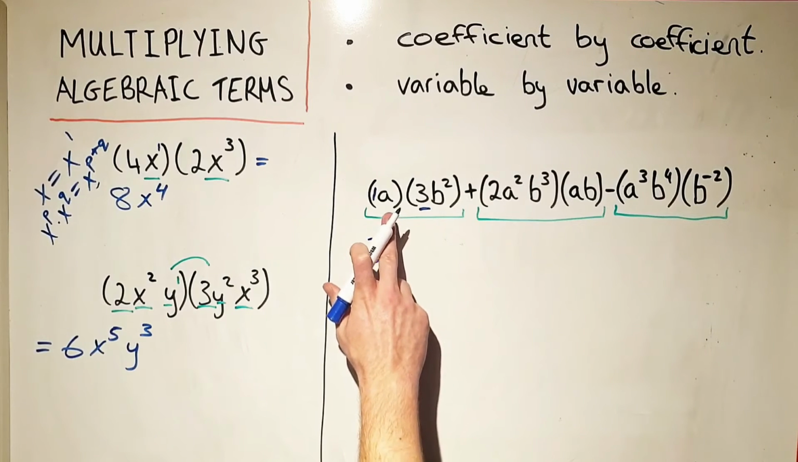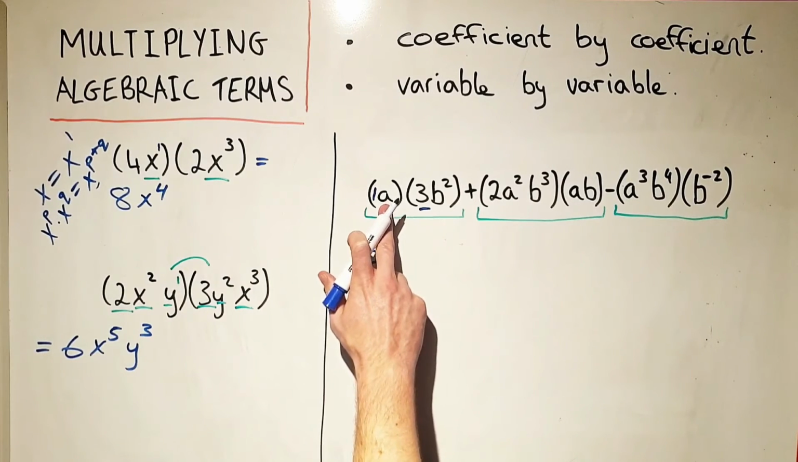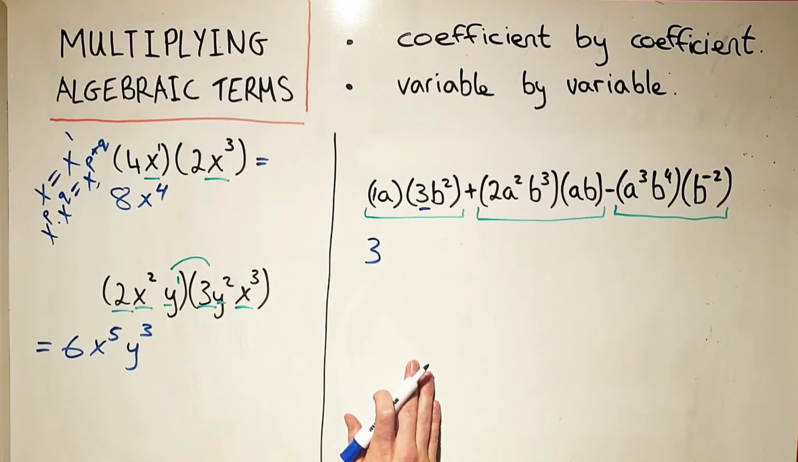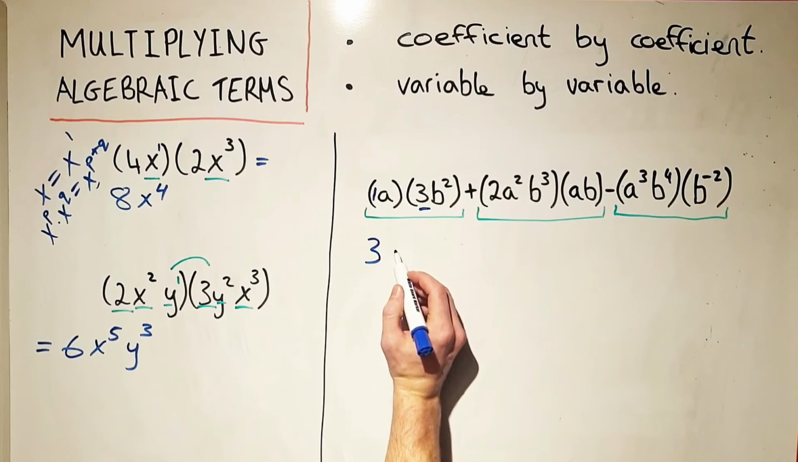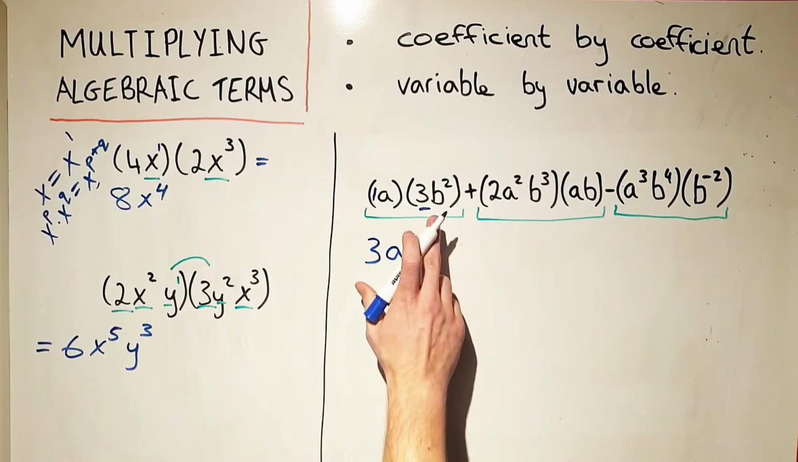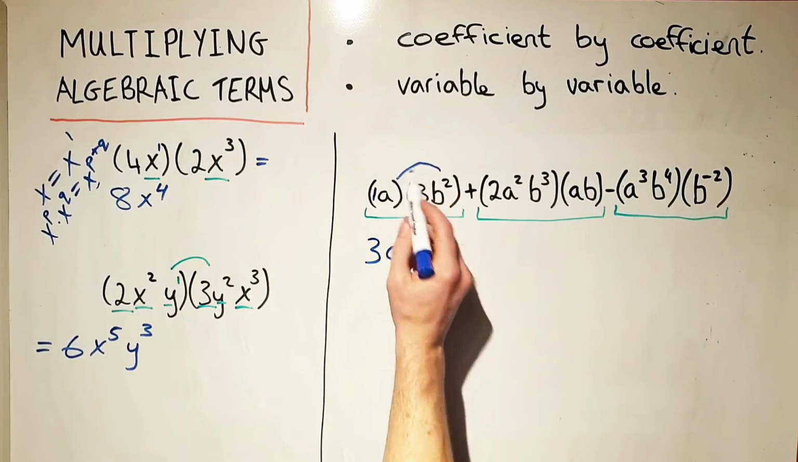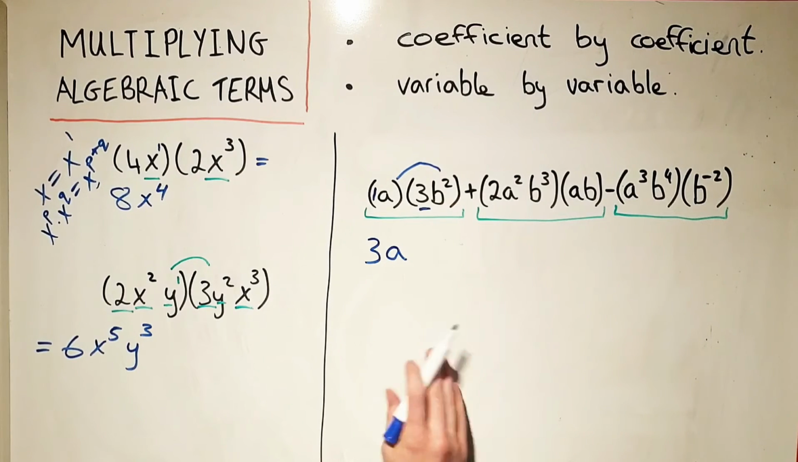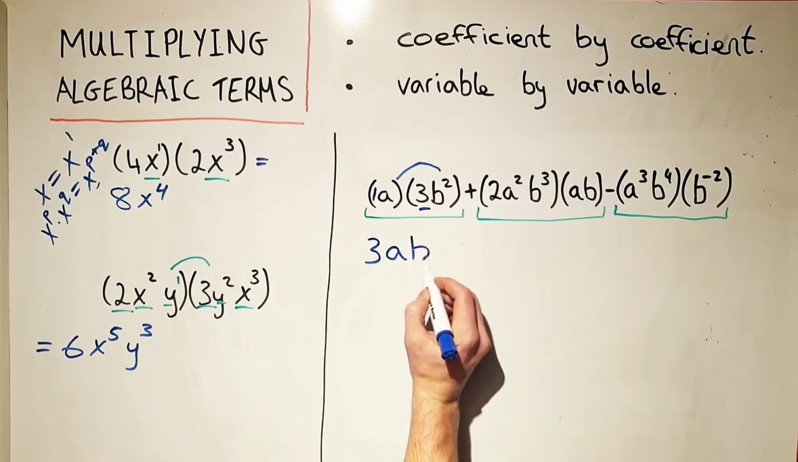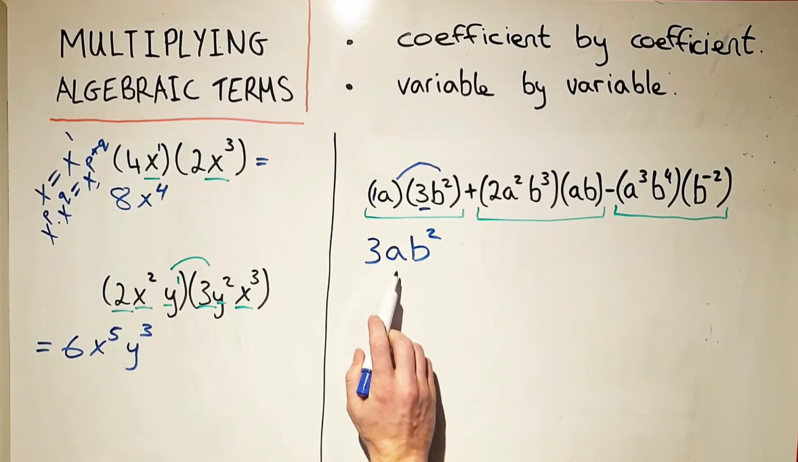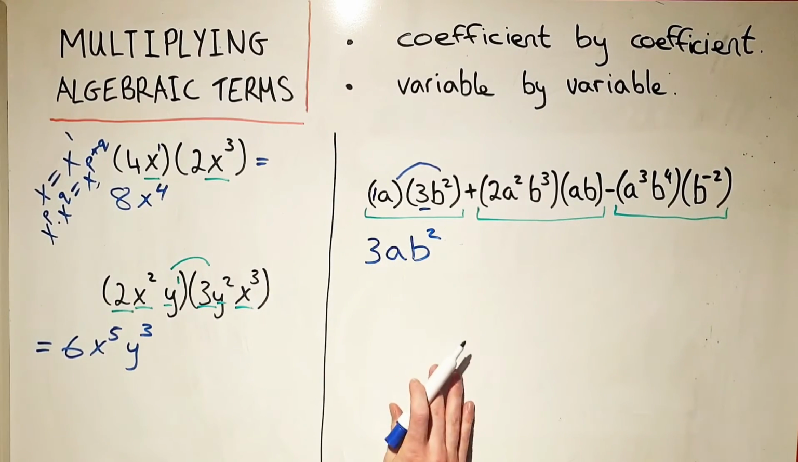And you can see that there's a variable a in this expression, but not found in this one. So we just keep that as a. And then it's the same story. The b squared exists here, but there's no counterpart b in there. So you just leave the b squared as it is. So this expression multiplied is 3ab squared.